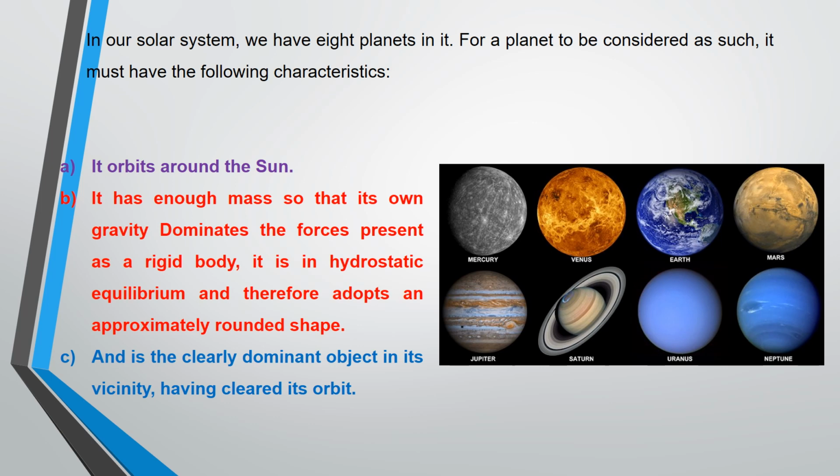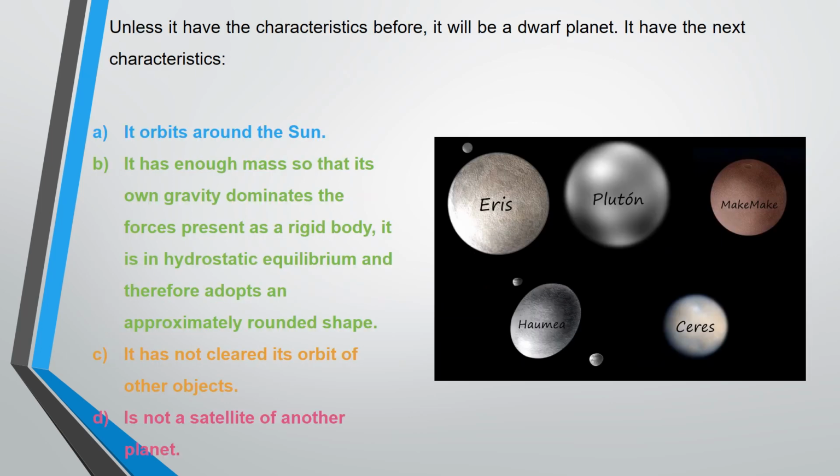Unless it has the characteristics before, it will be a dwarf planet. It has the next characteristics. It orbits around the Sun. It has enough mass so that its own gravity dominates the forces present as a rigid body. It is in hydrostatic equilibrium and therefore adopts an approximately round shape. It has not cleared its orbit of other objects. It's not a satellite of another planet.